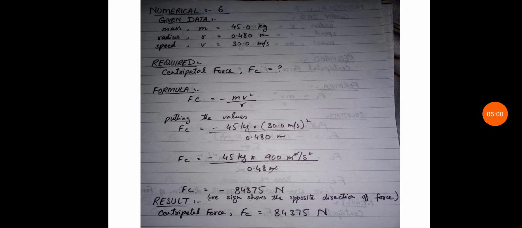Now the square of 30 is 900 and the square of meter per second is meter square per second square, and this meter is cancelled with the square, and when we multiply 45 with 900 and divide by 0.48 we get minus 84375 Newton. Now this negative sign shows the opposite direction of the force, and the centripetal force is equal to 84375 Newton.